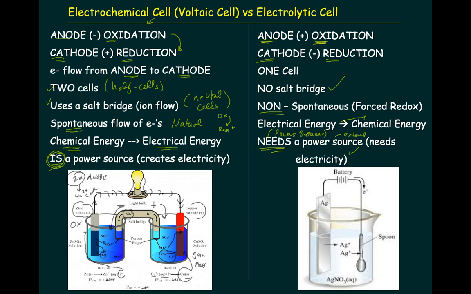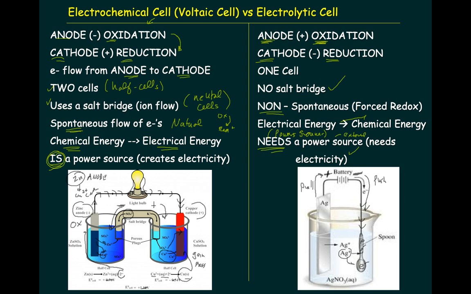In the electrolytic cell, we're going to have a battery here. Again, this would be the negative side of the battery. This would be the positive side of the battery. Electrons will flow this way and be pulled back that way. So here's your push, here's your pull. Electrons will flow in this direction, become negative. Electrons will be on the spoon.